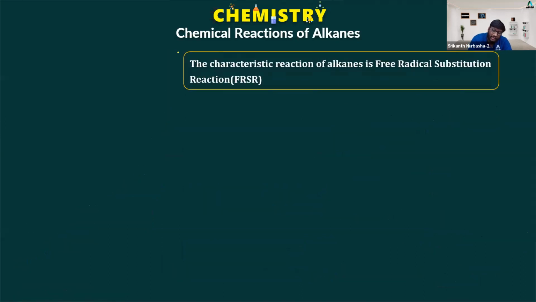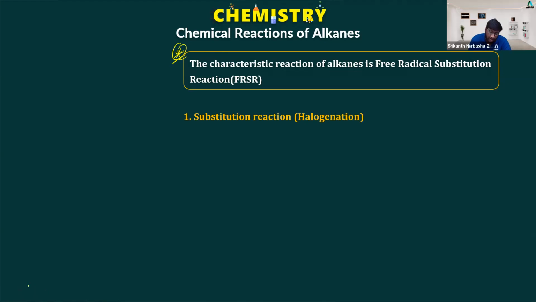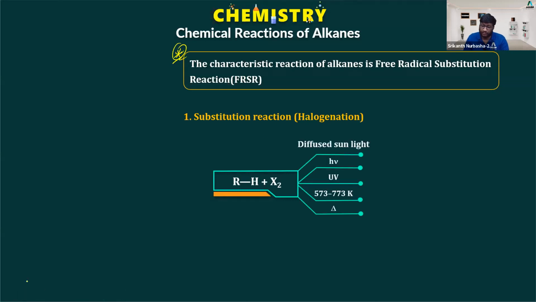Now in alkanes, as we are saying, the alkanes undergo free radical substitution reactions. The characteristic reaction of alkane is free radical substitution reaction. In the free radical substitution reaction, what is the RDS, students? What is the rate determining step? Chain propagation. Yeah, in the chain propagation, a lot of steps. What is that step? Abstraction of hydrogen to form a free radical. Very good.